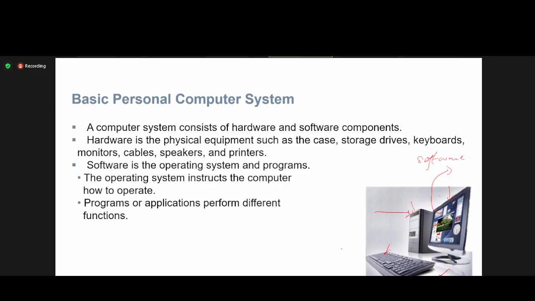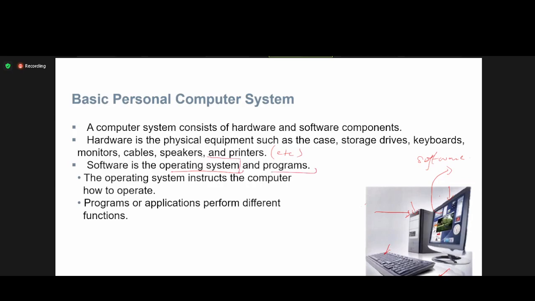This is what we call software. Hardware is basically physical equipment such as a case, storage devices, keyboard, monitor, cable, speaker, printer, etc. Any other computer accessory is hardware. Okay, software is the operating system, as I said, and other programs.